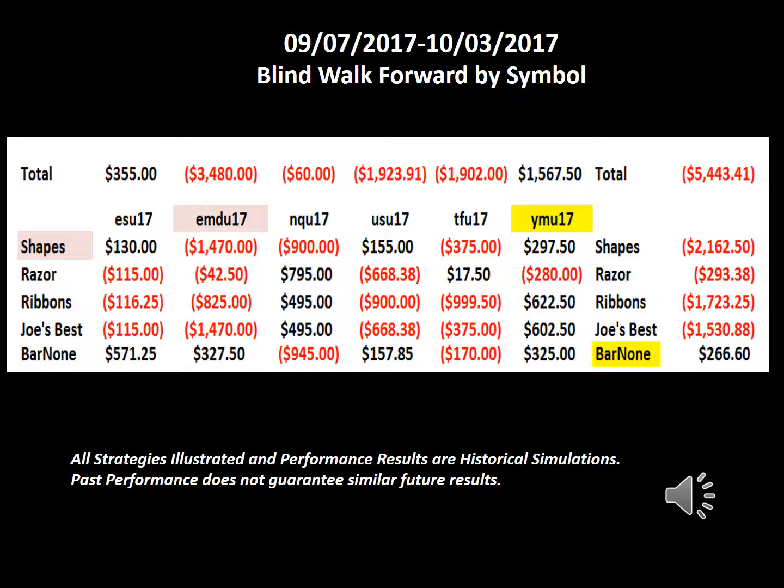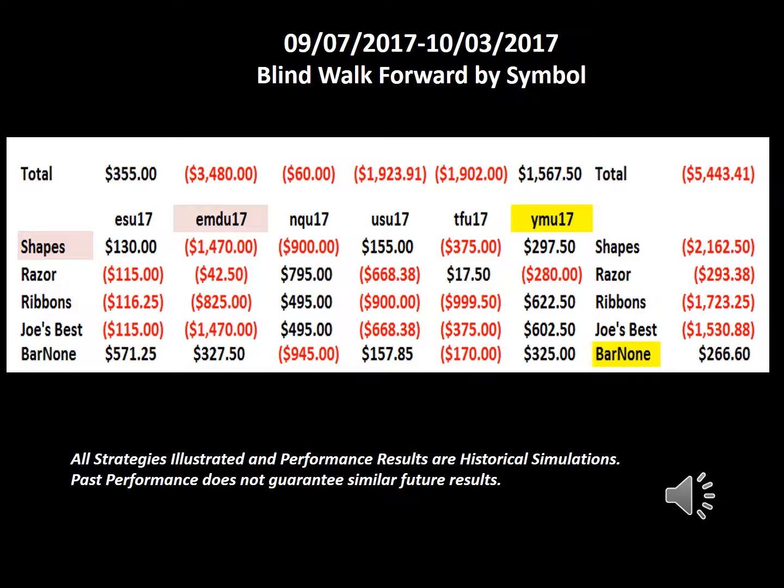To me, this is the most educational slide in the presentation. This shows you all 5 areas, Shapes, Razor with Ribbons, Razor, Bar None, and Joe's Best, and all 6 markets. And we can see, looking at the top, that the mid cap 400 was the weakest. Every system except Bar None was a loser on that particular item. On the mini Dow, it was the strongest. Every system made money except Razor, which only lost 280.